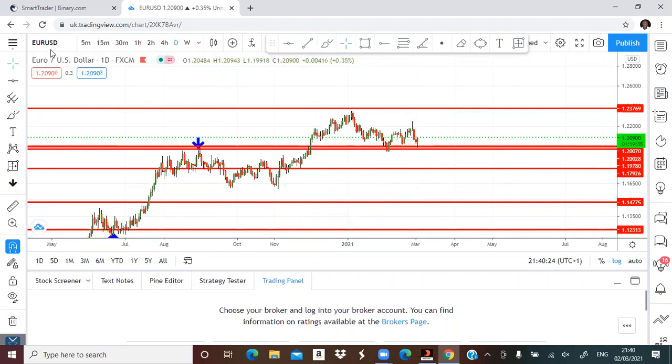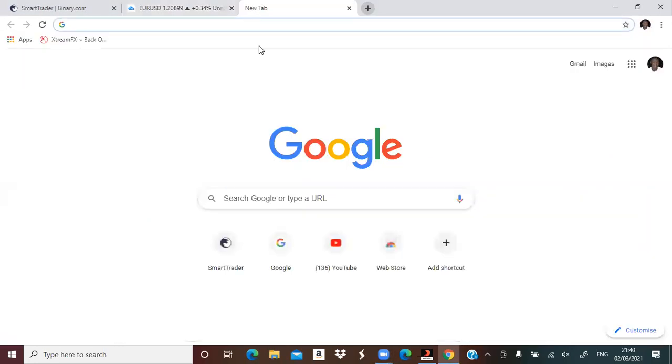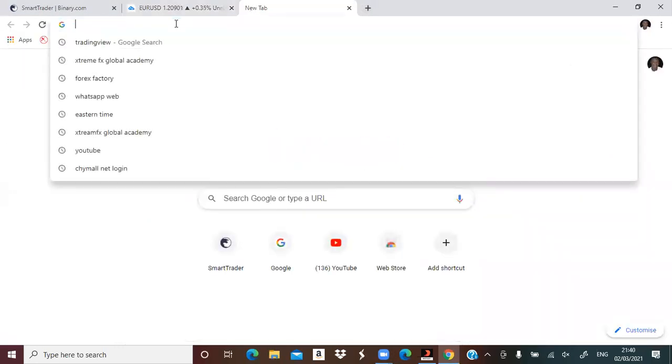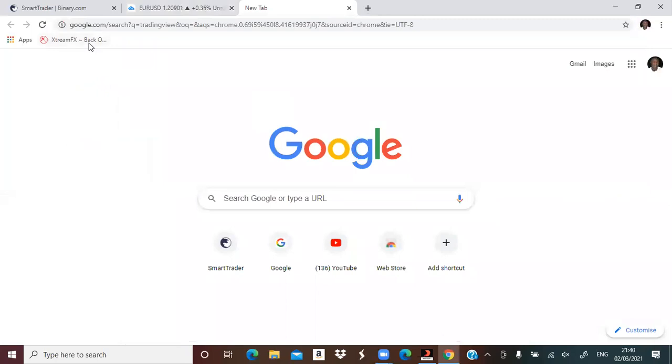Now we have done this with EURUSD. Let's not make it seem as if it's just on EURUSD. Let's check another chart. Now I want to go back to, let me check TradingView.